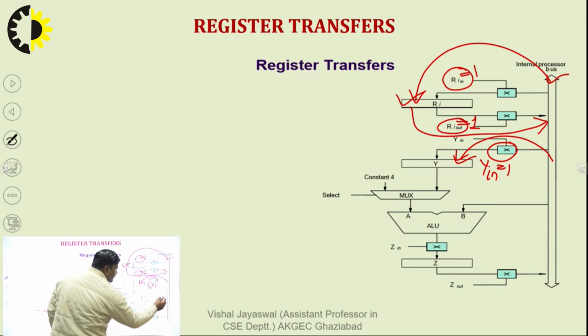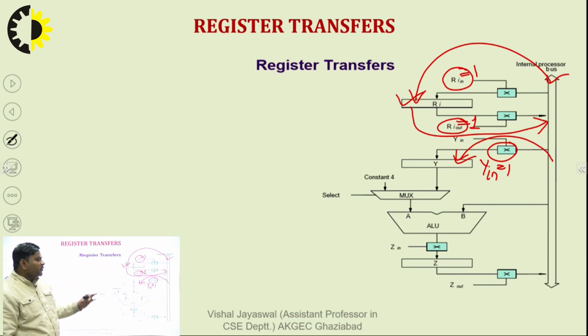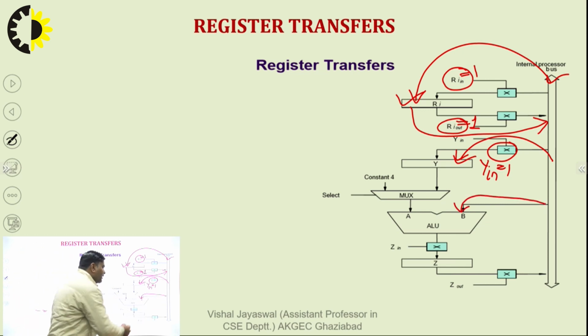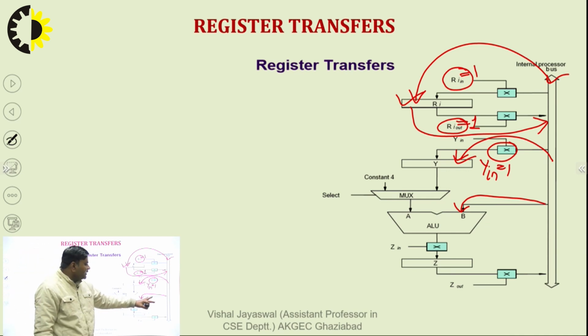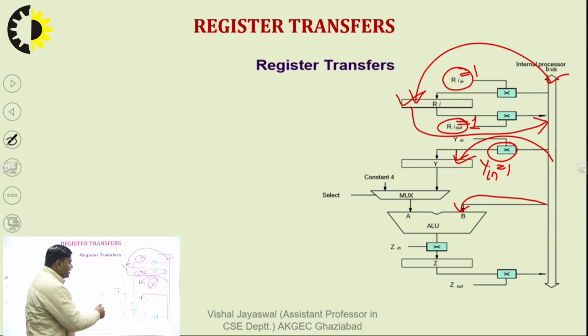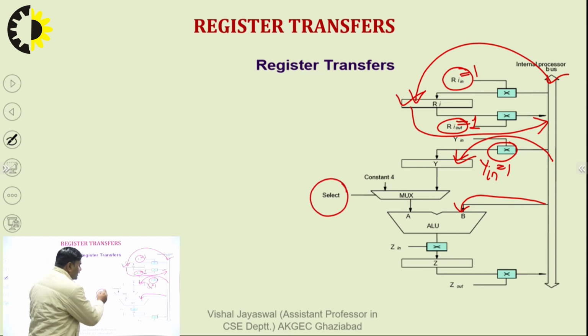And we can see that whatever content we place on the internal processor bus automatically goes into the B input of the ALU. There is no switch for the B input of the ALU. Whatever value we place on the internal processor bus is by default going to the B input of the ALU. Here we are going to use select lines, and this is a multiplexer, either select 4 or select Y.